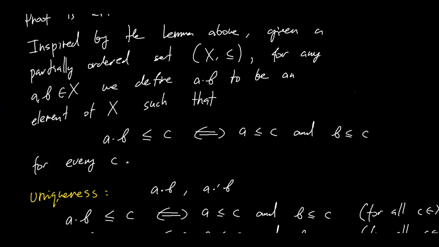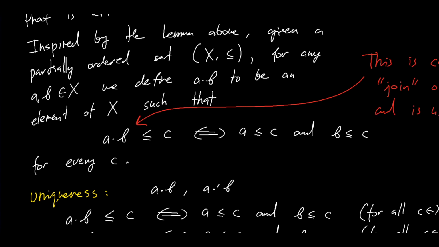So, a terminology remark. This is called the join of A and B, and is usually written as A with this symbol B, which is the same symbol we use for OR in mathematics, in logic. And the reason why it's the same symbol as OR is because OR will be an example of join in a suitable context.